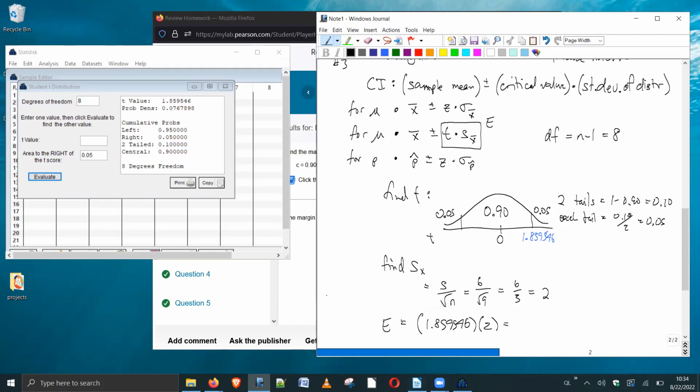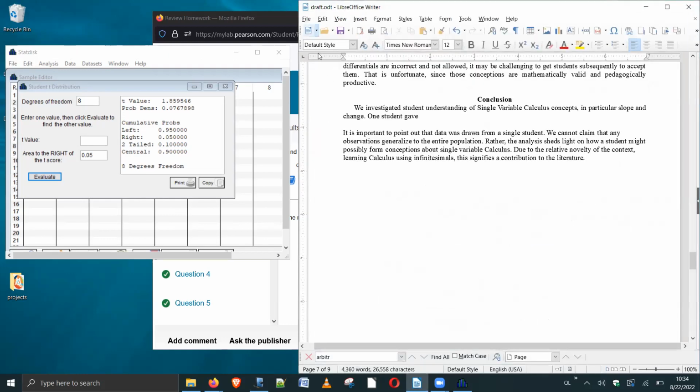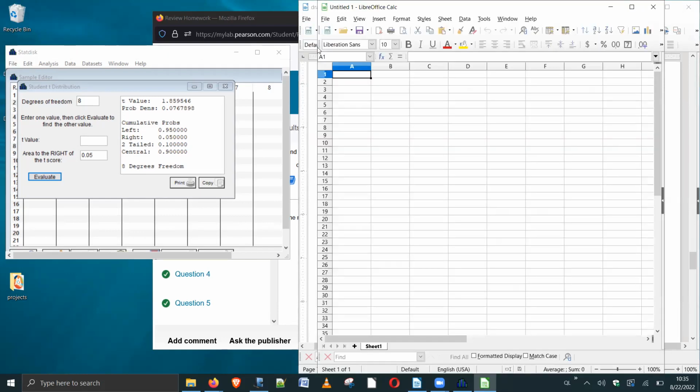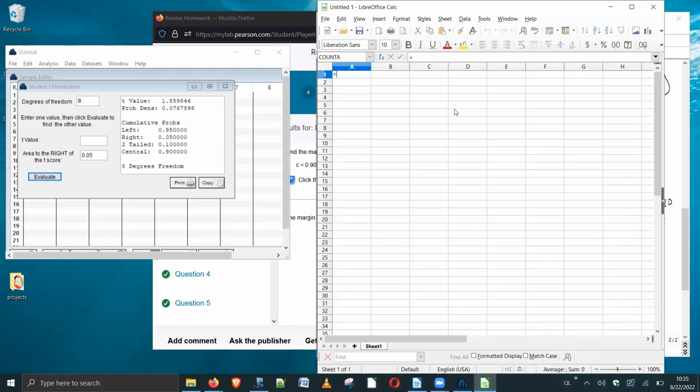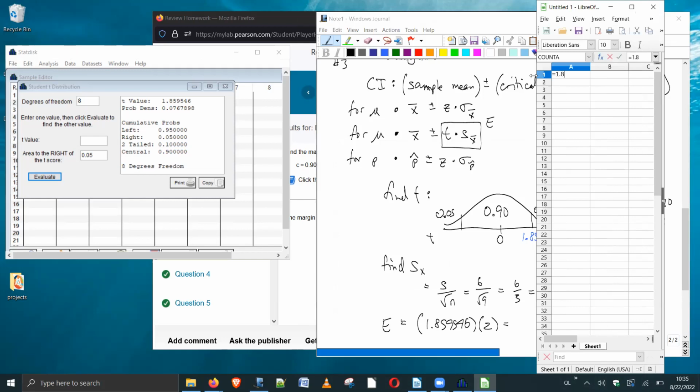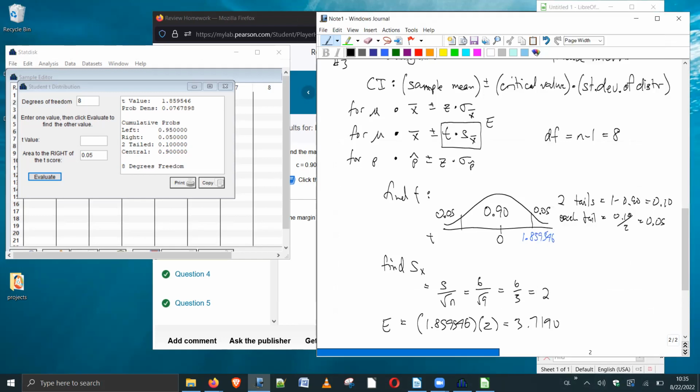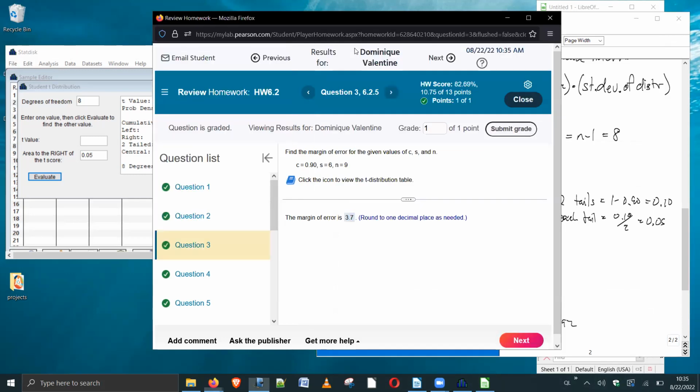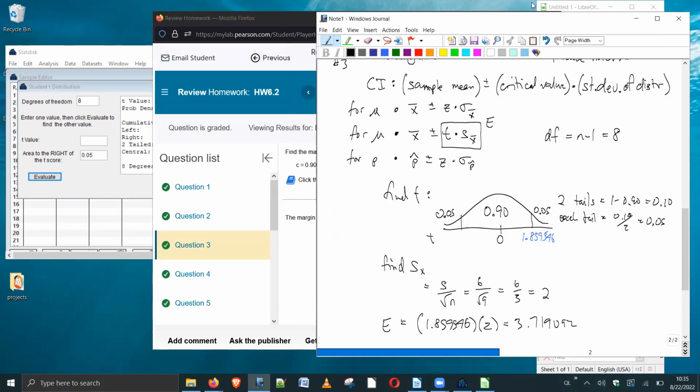Okay, so calculator. 1.859546 times 2 is 3.719092. And I'm sure it says to round to 1 decimal place. So rounding this to 1 decimal place, I just get 3.7.